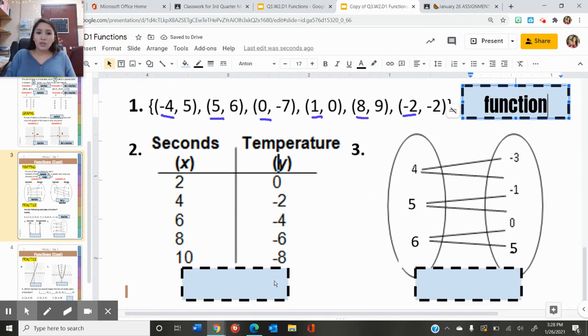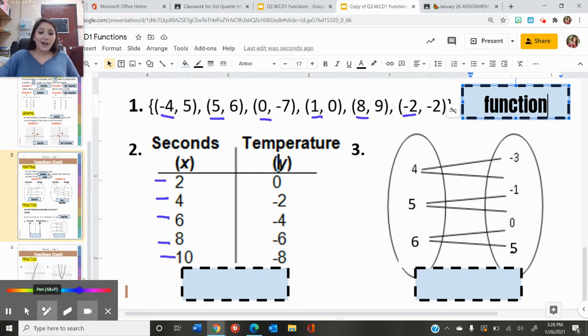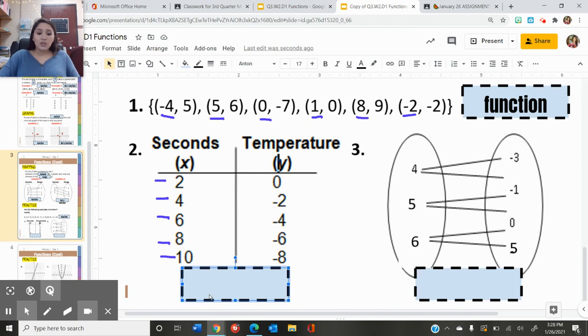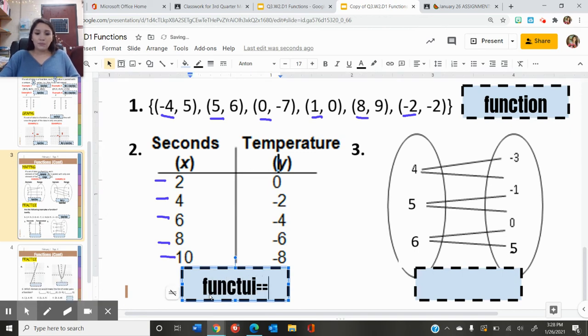Okay, next, we're going to go on to number 2. So here we have a table. Looking at my x values, I have a positive 2, a positive 4, 6, 8, and 10. Again, I don't see any x values that repeat, so that means that this is a function.